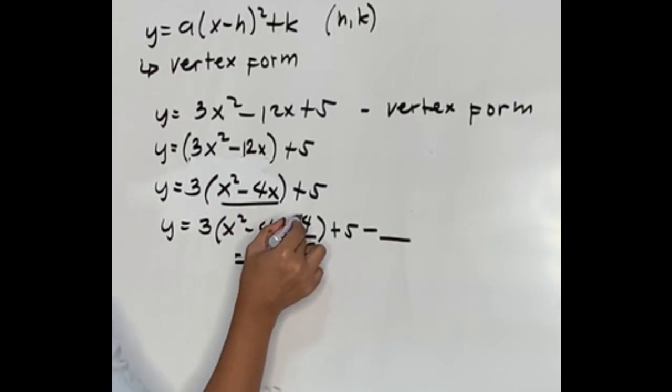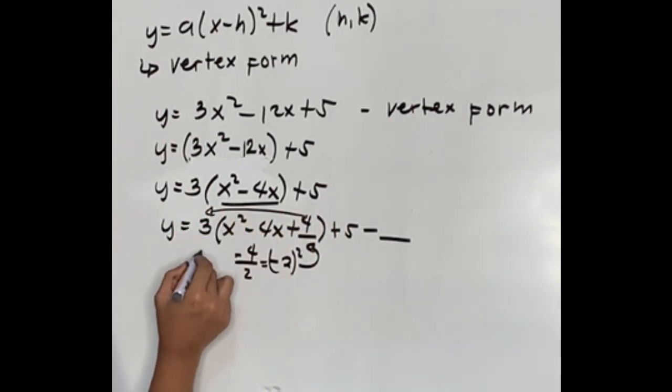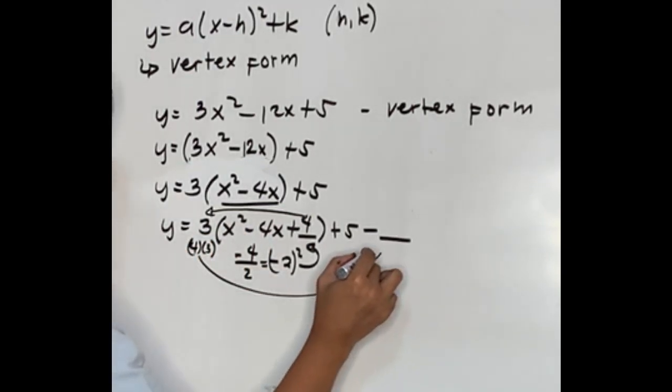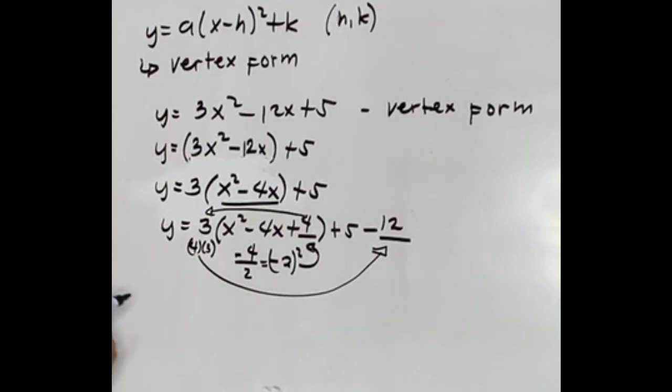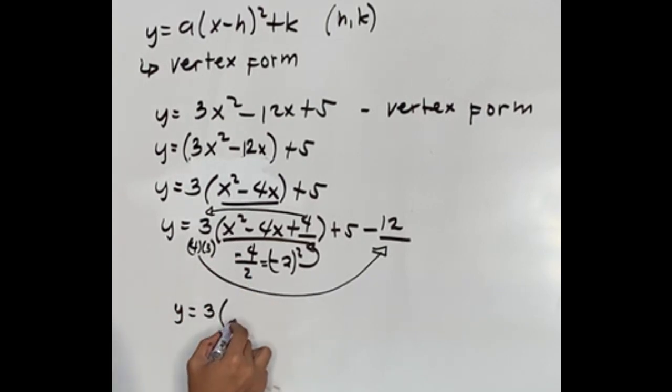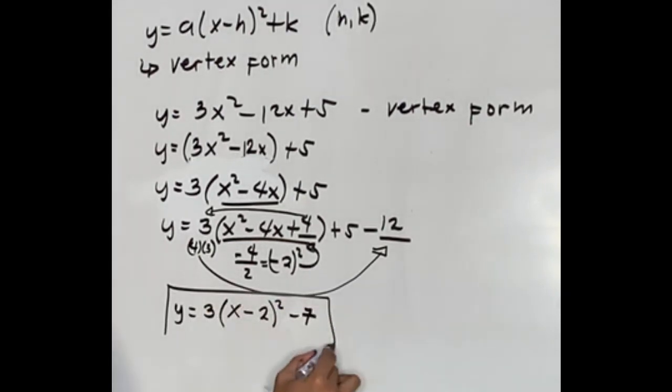After we get positive 4, we need to rewrite another number in the blank. But first, we need to multiply it with a, which is 3, 4 times 3, and then you will write it in our other blank. Since we already have our perfect square trinomial, we could rewrite y is equal to 3 times (x minus 2) squared plus 5 minus 12 will be minus 7. Therefore, our vertex form will be y is equal to 3 times the quantity x minus 2 squared minus 7.